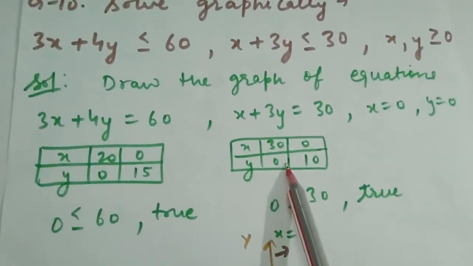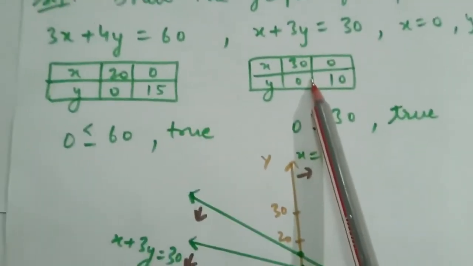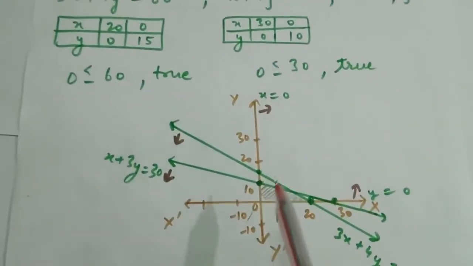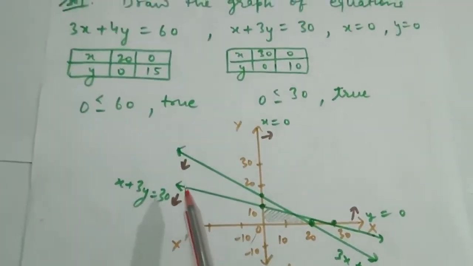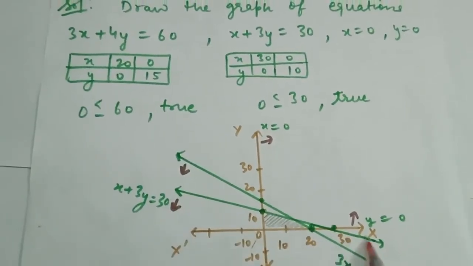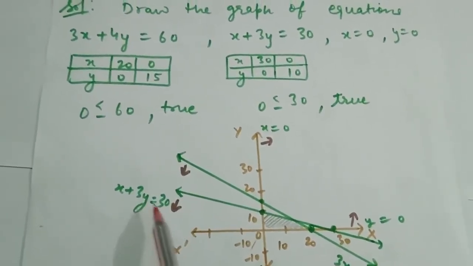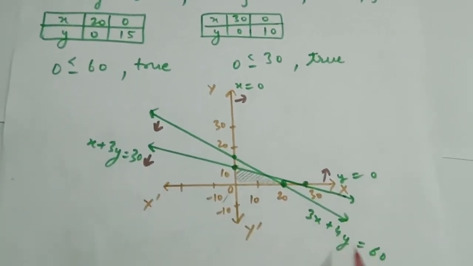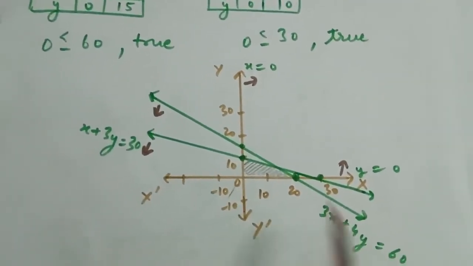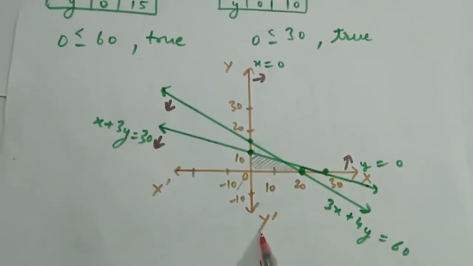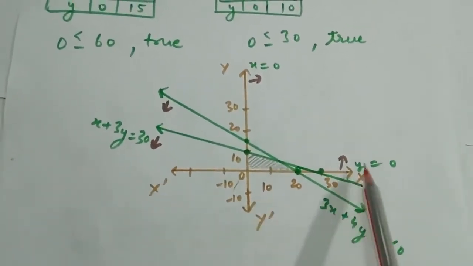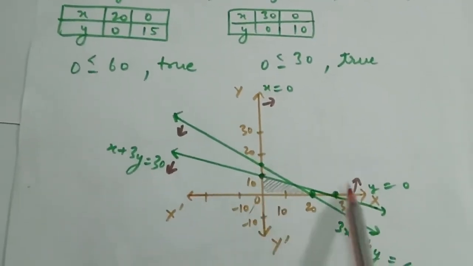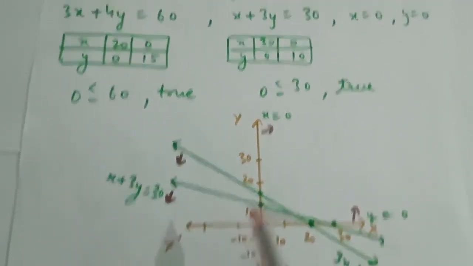I have taken these points. You can take any points to draw the graph. Okay, we'll draw the graph. So this is the graph of the equation x plus 3y equal to 30 and this is the graph of the equation 3x plus 4y equals 60. This is our line x equal to 0 and this is our line y equal to 0. Now we'll do the origin test to find the solutions of these inequalities.